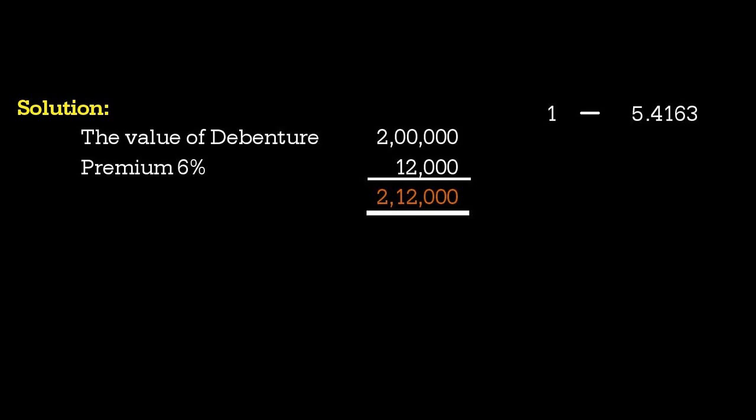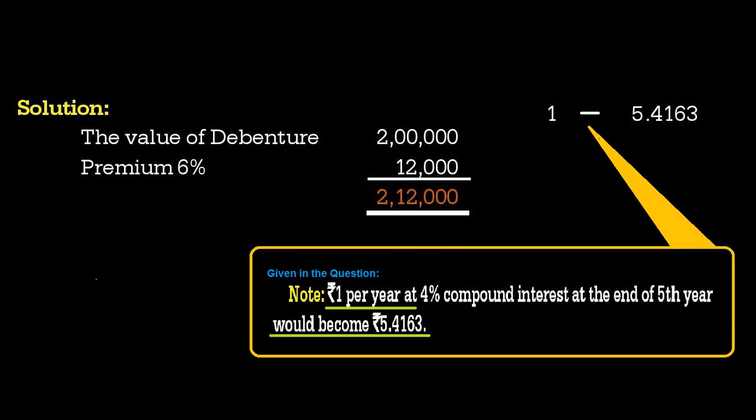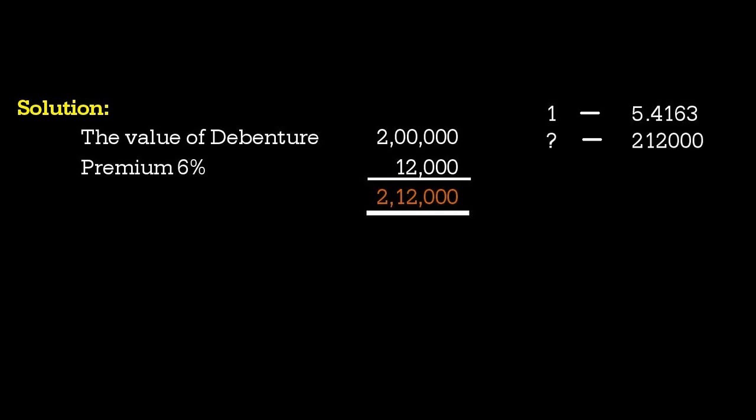It is given in the problem that rupees 1 per year at 4% compound interest at the end of 5 years would become rupees 5.4163. That means if you invest 1 rupee today, it will be 5.4163 at the end of the 5th year. Now we need 2,12,000 after the 5th year to redeem the debentures.